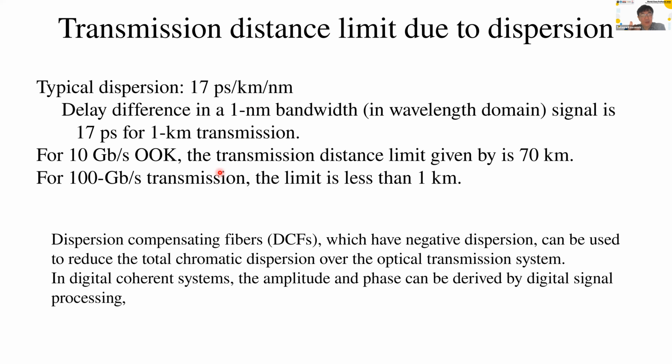I skipped the detailed mathematical expression, but for 10 gigabit per second of keying modulation, the transmission distance limit is given by 70 kilometer. If the transmission distance is over 70 kilometer, the wave shape will be completely deformed. But for 100G, the limit is less than 1 kilometer. This is a very important point.